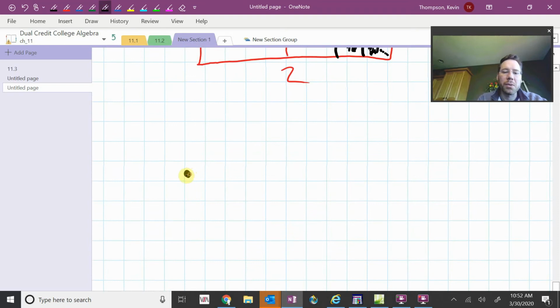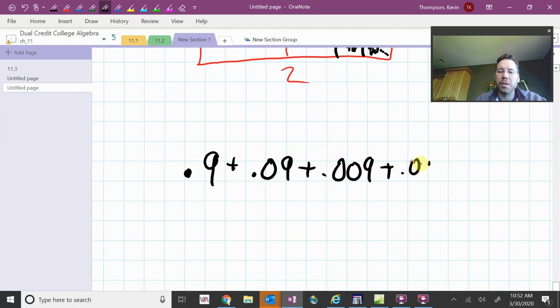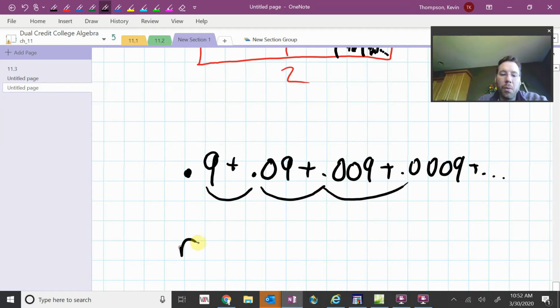So here's what I mean. If I would say this, 0.9 plus 0.09 plus 0.009 plus 0.0009 plus, forever and ever and ever until the end of time. Is it geometric? Yes. Times, times, times. What am I multiplying by? Take your calculator if you're not sure and divide two terms. I'm waiting. Do that. And hopefully you're seeing it's 0.1, 1/10.